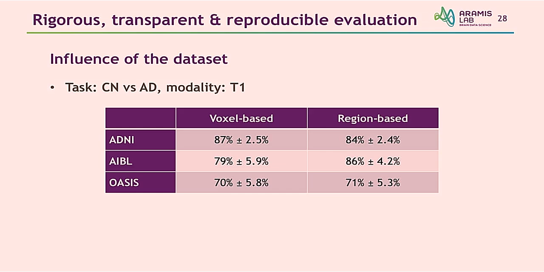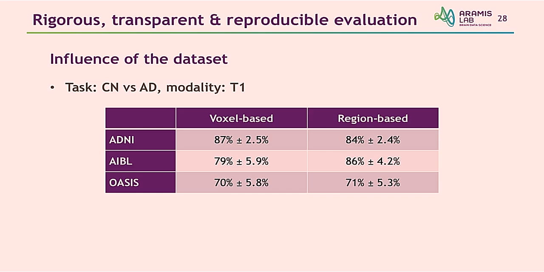And you can see that the highest balanced accuracy is obtained for the ADNI dataset, which comprises the largest number of subjects. For AIBL, the balanced accuracy is lower and appears less stable, and this can be seen from the higher standard deviation. And for OASIS, the balanced accuracy is even lower and also has a high standard deviation.